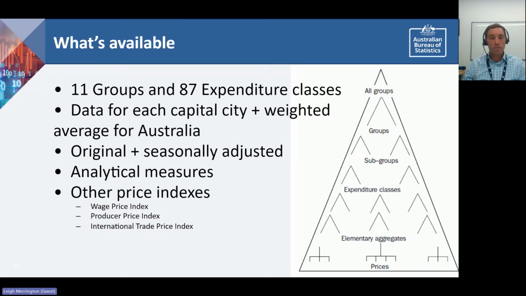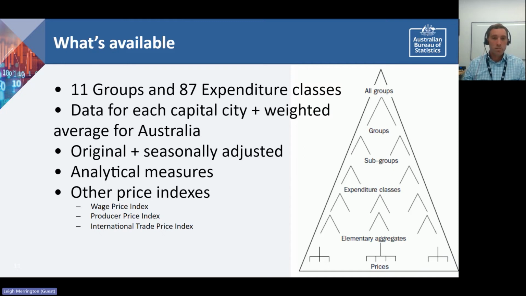And when the CPI is linked to, as I mentioned earlier, a number of payments or a number of contracts, if we were to revise that figure, that could cause our users a lot of issues. So that's why our headline is the original series of the CPI. But we have seasonally adjusted data for analytical purposes.